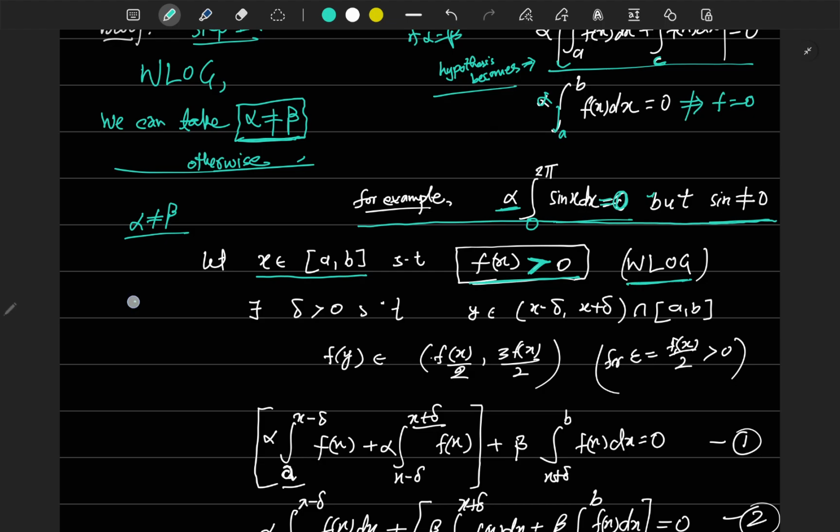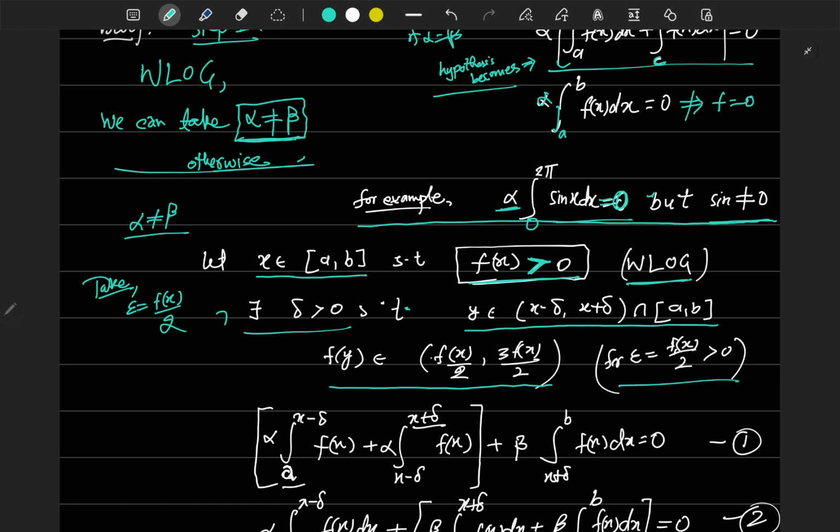Now if we take epsilon equal to f(x) by 2, then there exists delta, by continuity of f, such that whenever y belongs to the delta neighborhood of x in the domain, f(y) belongs to the epsilon neighborhood of f(x). Note that this epsilon is positive.